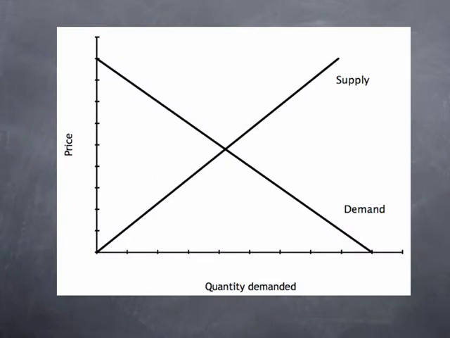This topic looks at the gains from exchange that buyers and sellers achieve when they engage in trade. Before we go further, remember that demand curves slope downwards from left to right and supply curves slope upwards.